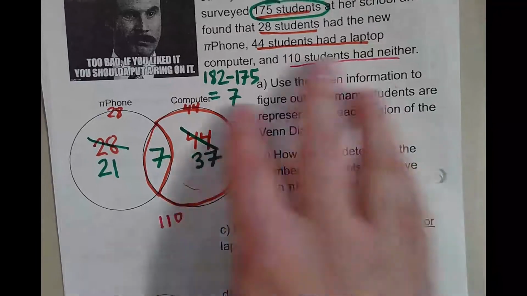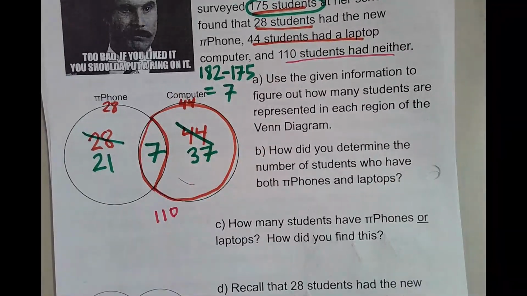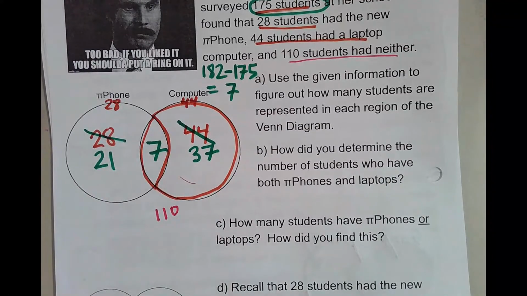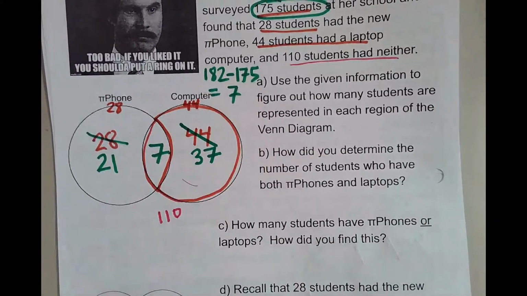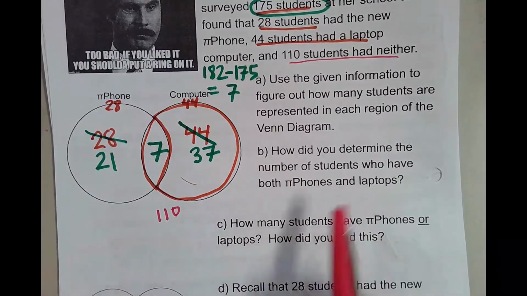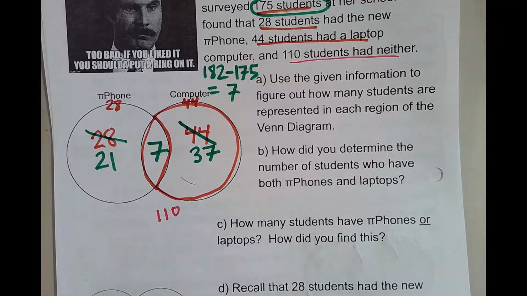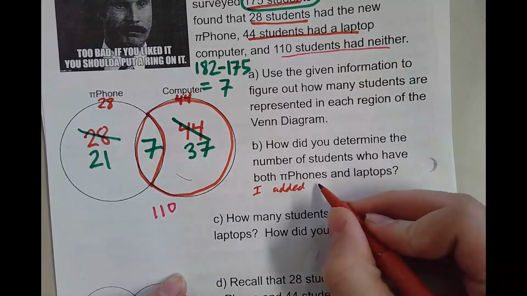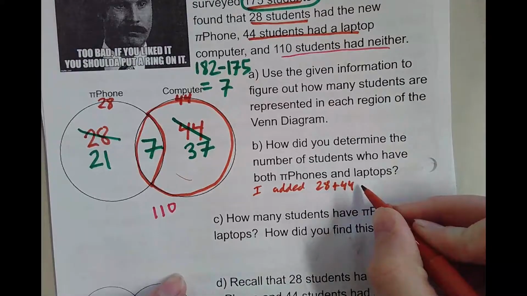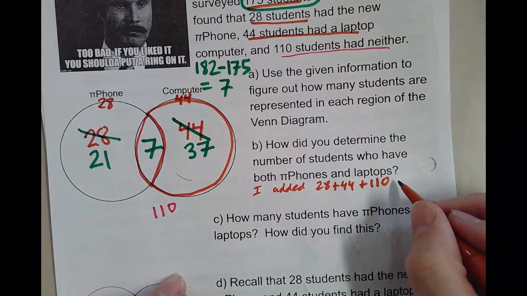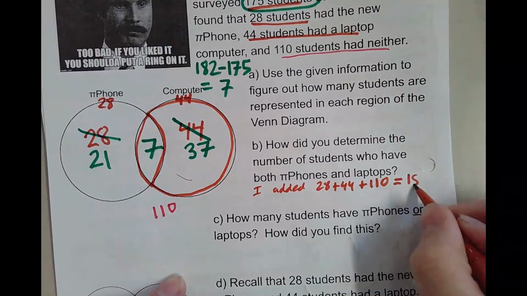So you might notice a Venn diagram is not always the best way to figure out categories and number of people, but there is a way to do it, and it involves a lot of subtraction. So it says in question B, how did you determine the number of students who had both Pi phones and laptops? You can say, I added 28 plus 44 plus 110, and I got 182.